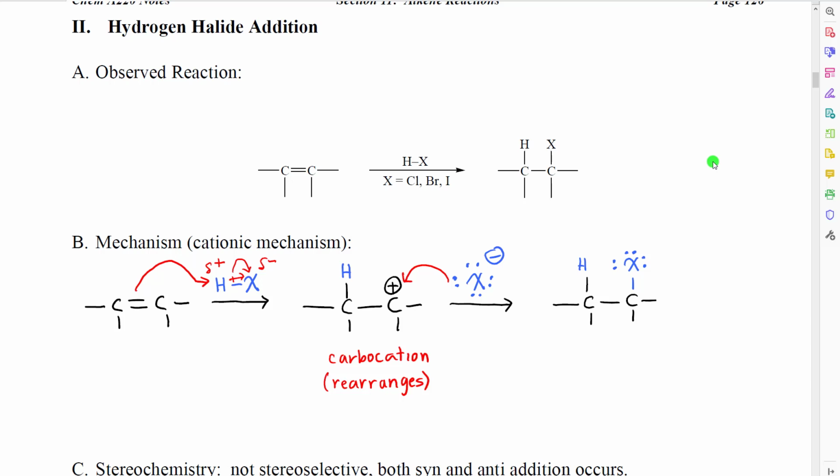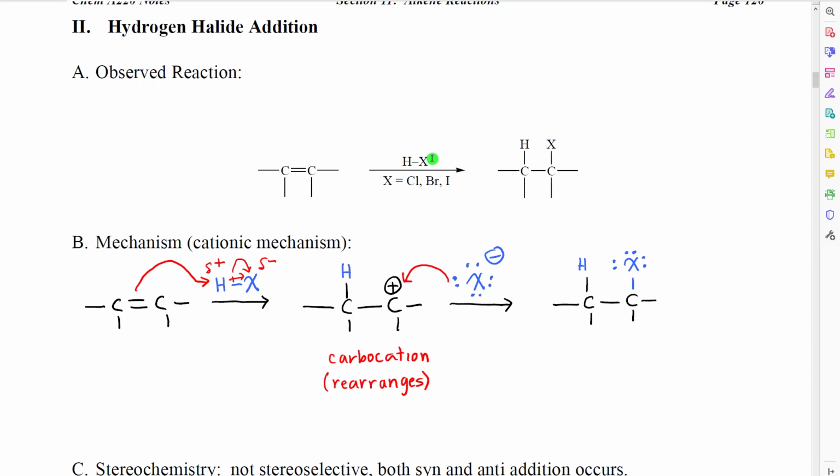We are now going to start looking at some of the specific reactions of alkenes by these addition type mechanisms. The first one we're going to look at is called hydrogen halide addition. If we look at our observed reaction, we can see that we start with an alkene reactant and that our reagent is hydrogen attached to X, where X is a halogen, chlorine, bromine, or iodine. So for example, HCl, HBr, HI.